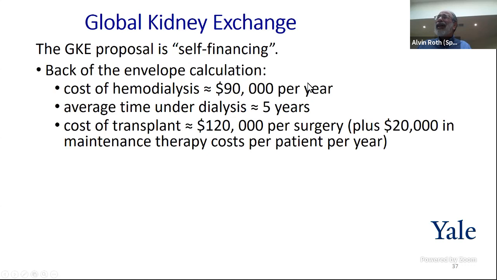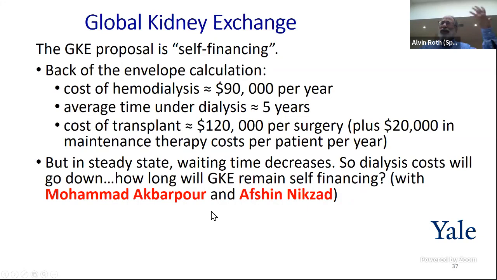So it really saves some parts of the American healthcare system a lot of money whenever a hard-to-match American, an American who would be a long time on dialysis, is given a transplant. And you can do some analysis of how this will scale, and it remains self-financing to a very large scale.